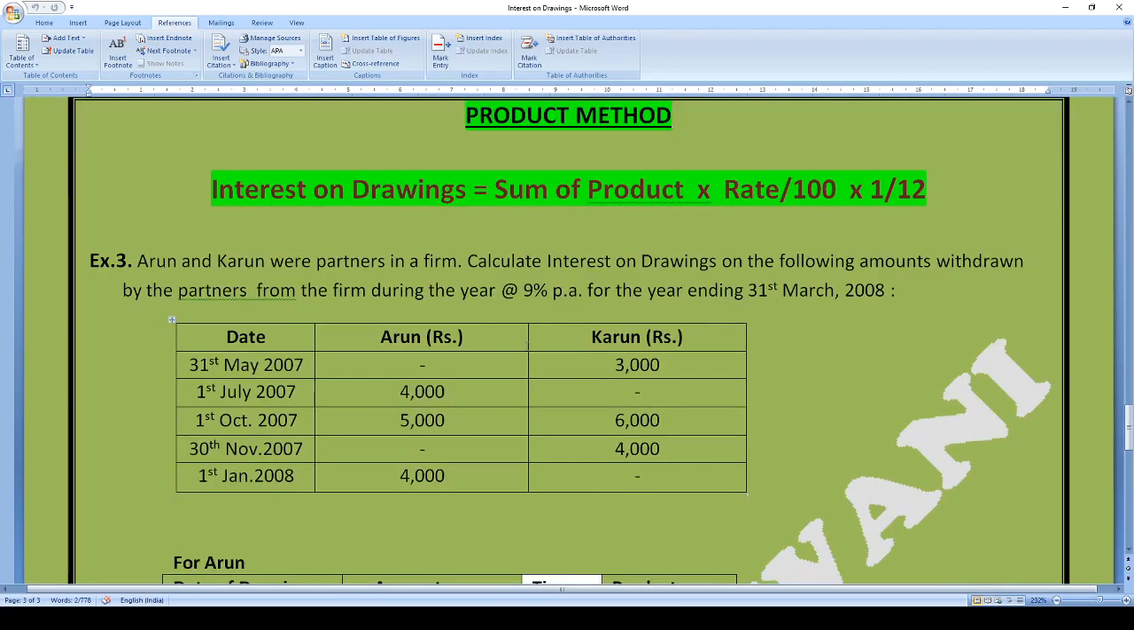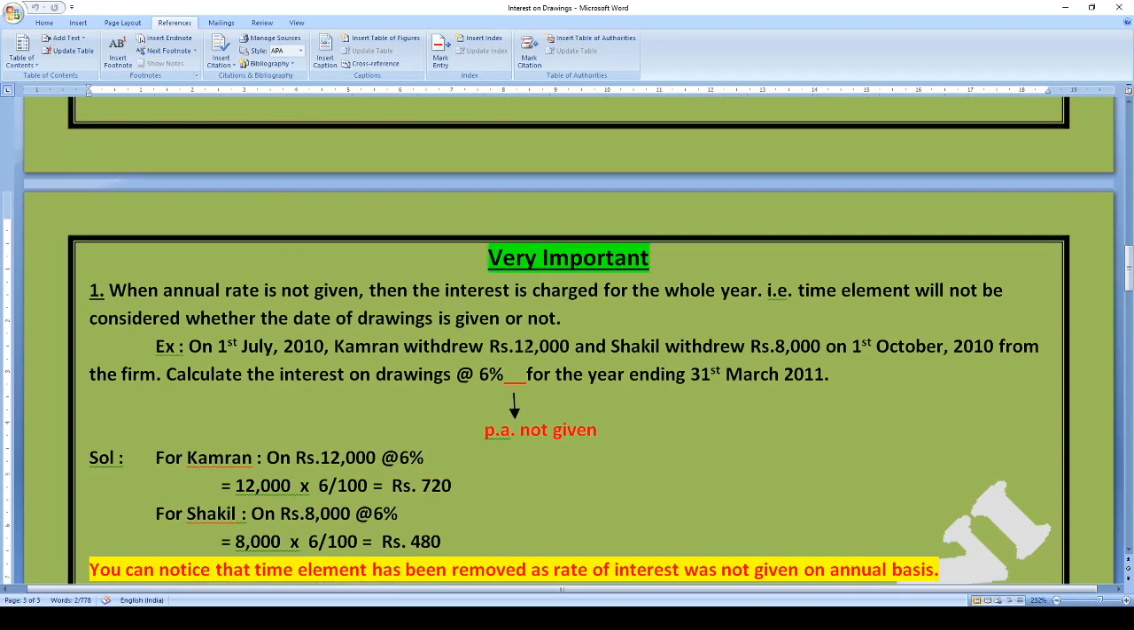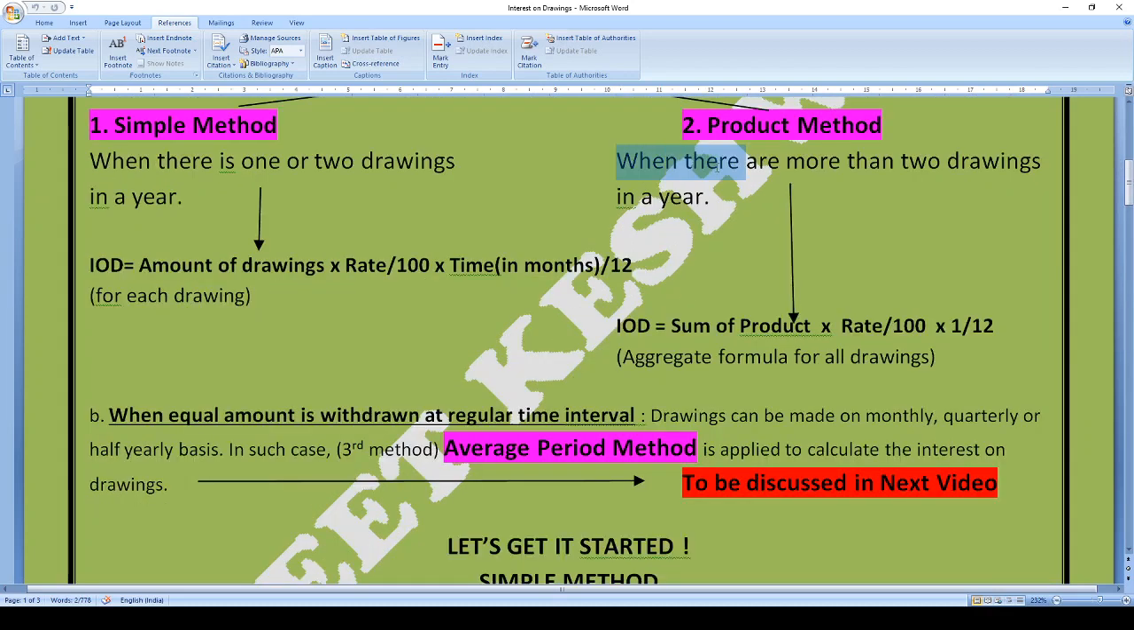Now we should move on to our further topic, that is the second method. It is the product method. It is already reminded to you all when the product method is applicable. The product method is applicable when there are more than 2 drawings in a year. In case a partner used to withdraw more than 2 times in a year, then this method, the product method, is applied. The formula under this method is: interest on drawing is equal to the sum of products multiplied by rate upon 100 into 1 by 12.